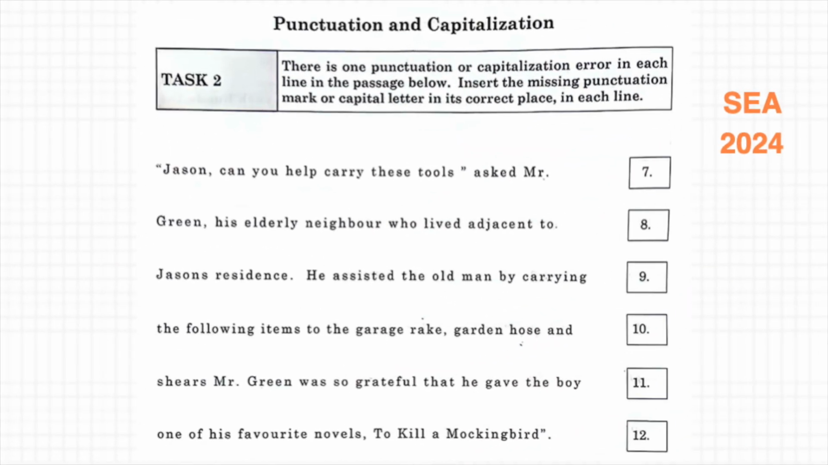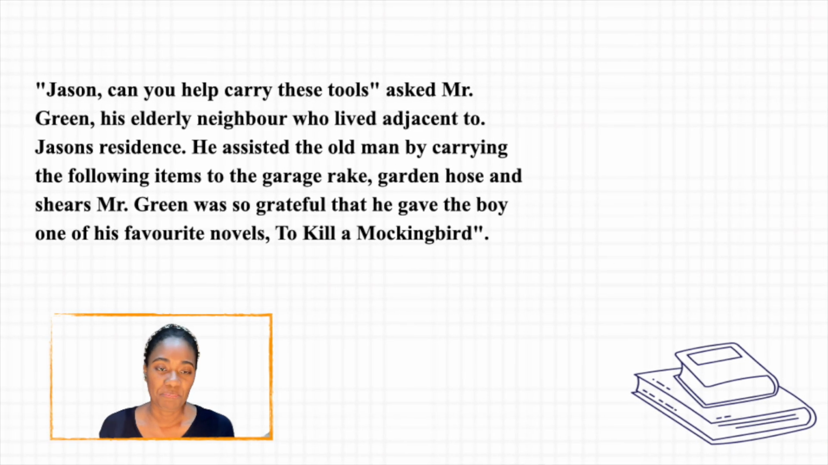For task 2, you are going to be given a passage once again with 6 lines, and the task's instructions say there is one punctuation or capitalization error in each line in the passage below. Insert the missing punctuation mark or capital letter in its correct place in each line. And for those of you just coming into the video, this is S.E.A 2024, and we're exploring section number 1.